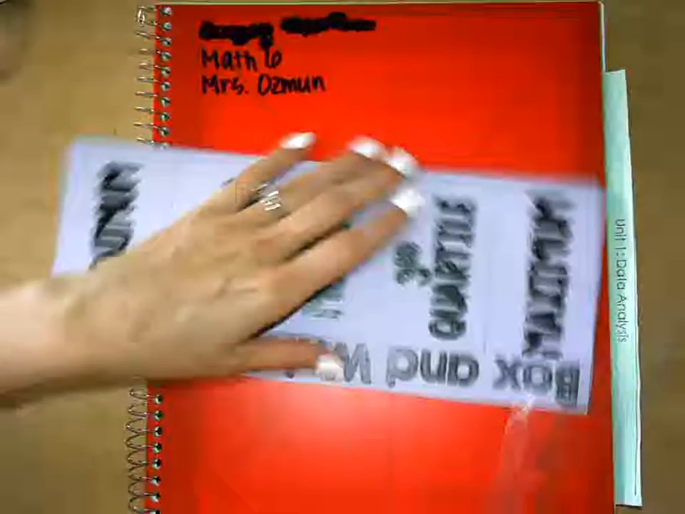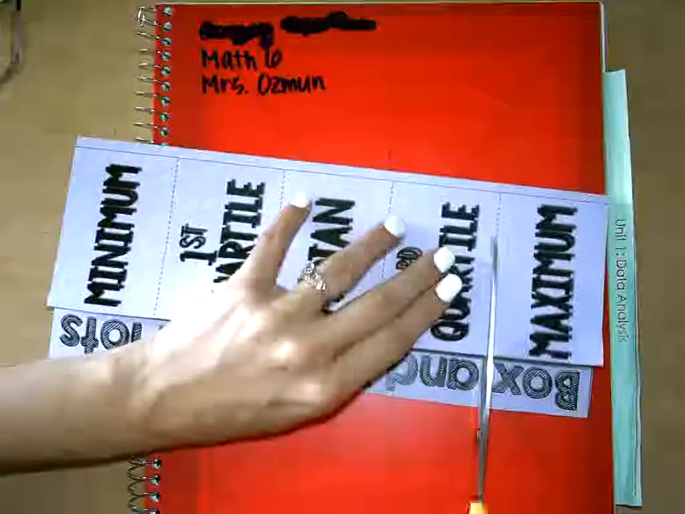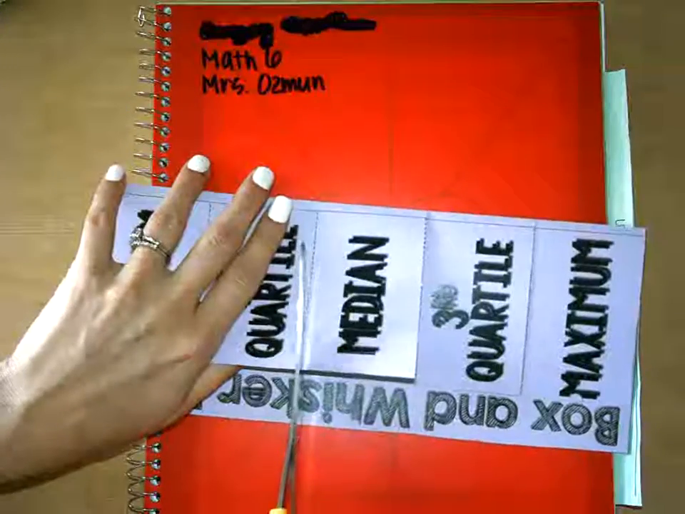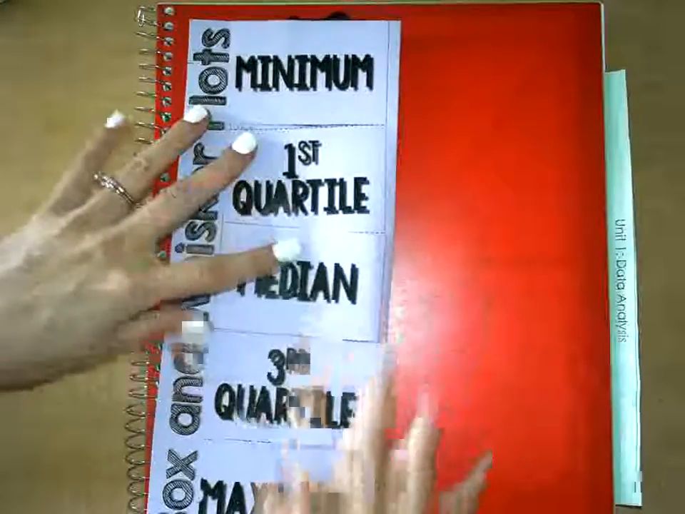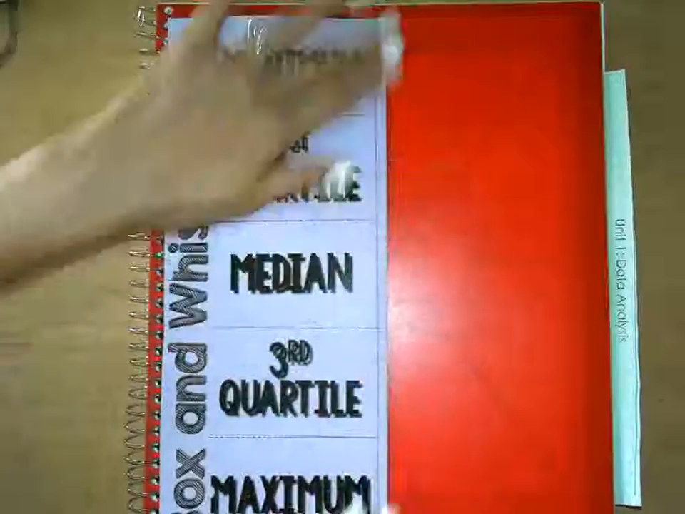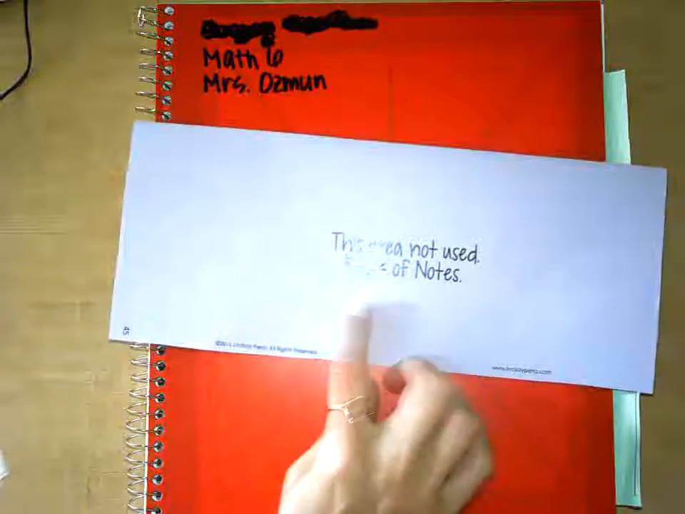And then you will take your scissors and you will cut along those dotted lines. That way you are able to open them up without opening up anything else. Then once you have done that, you will flip it over, and on the side that says this area is not used, back of notes, you will glue this entire piece of paper.